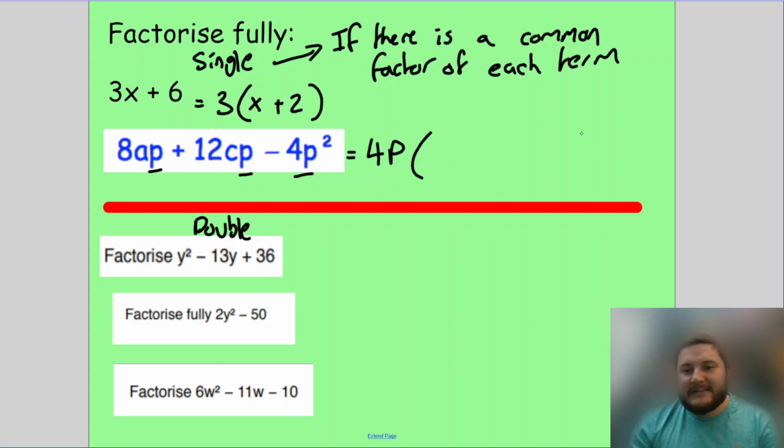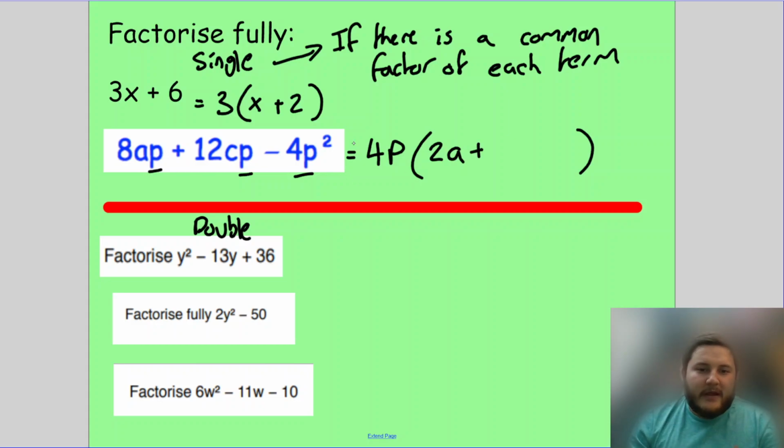And again, this could be single brackets. What do I multiply 4p by to get 8ap? Well, it's got to have a 2 in it, because 4 times 2 is 8. And it's got to have an a in it, because where is that a going to come from if not from this multiplication? So 4p times 2a is 8ap.